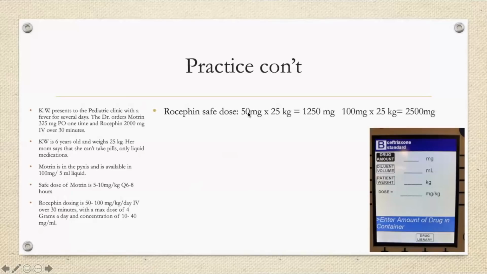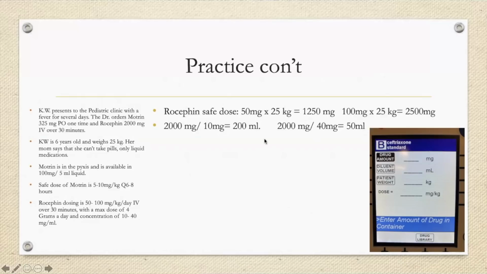So for our safe dose, we take the 50 to 100 times 25 kilograms, because that's what the patient weighs. So we've got 1,250 to 2,500. That 2,000 milligrams is certainly within that, so we are safe. We are going to look at our concentration, so you would do milligrams per mil. So 2,000 milligrams divided by a 10 milligram concentration would give us 200 mils, or 2,000 milligrams divided by 40 milligrams, which is our max concentration, would give us 50 mils.